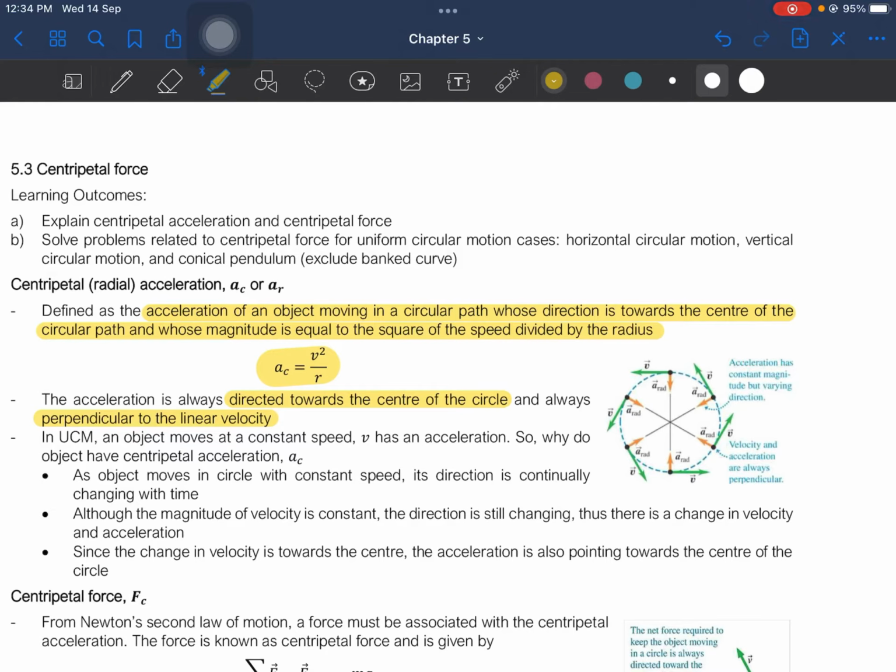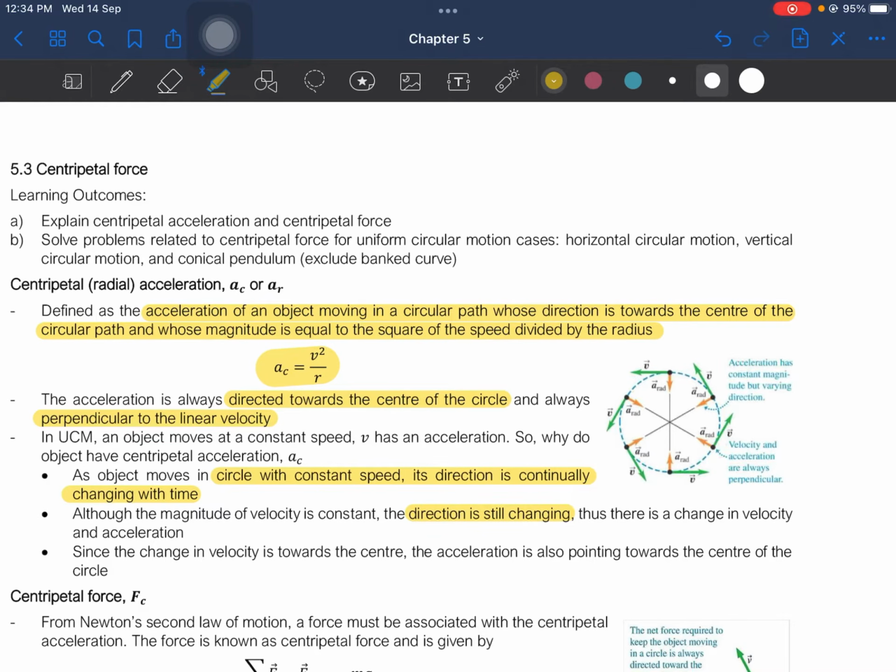Okay, so in uniform circular motion, an object moving at a constant speed will have an acceleration. Why does this object have what we call centripetal acceleration? Since the object is moving in a circle with constant speed, the direction is continually changing with time. So although the magnitude of the velocity is constant, the direction is still changing.